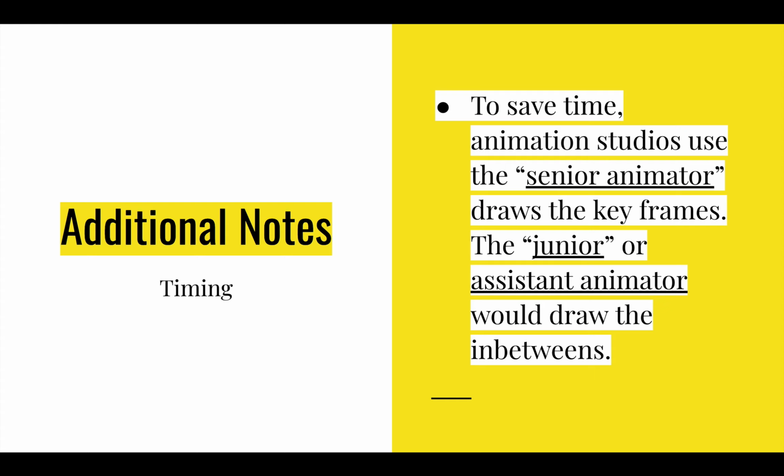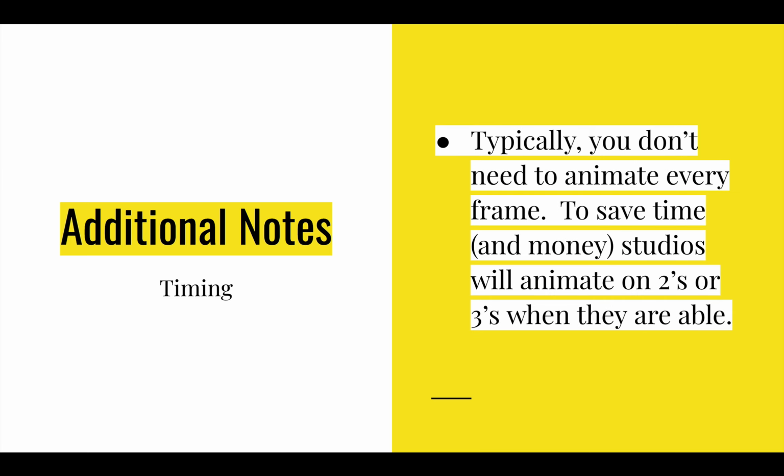Here's some additional things to note. Typically, one animator doesn't have to animate everything within a scene. It's usually the job of the senior animator to draw the key frames within a scene's action. They then give it to the junior or assistant animator to animate all of the in-between actions in between those key frames. Also, you don't technically or typically have to animate every single frame.